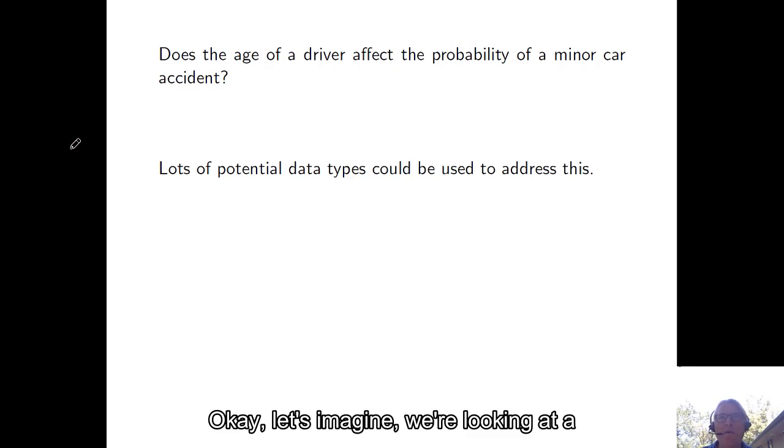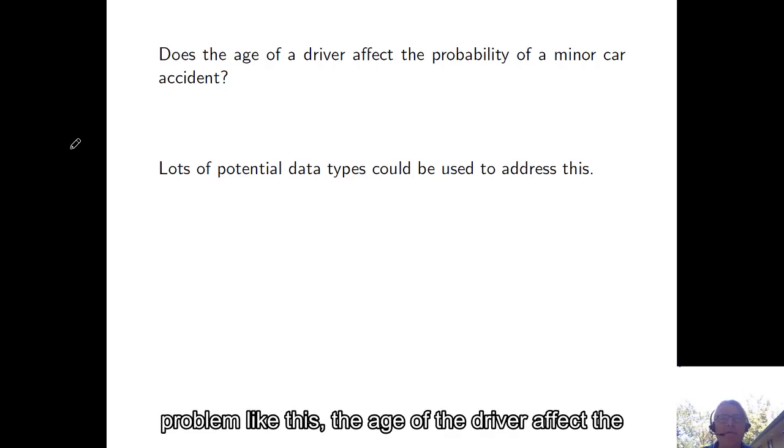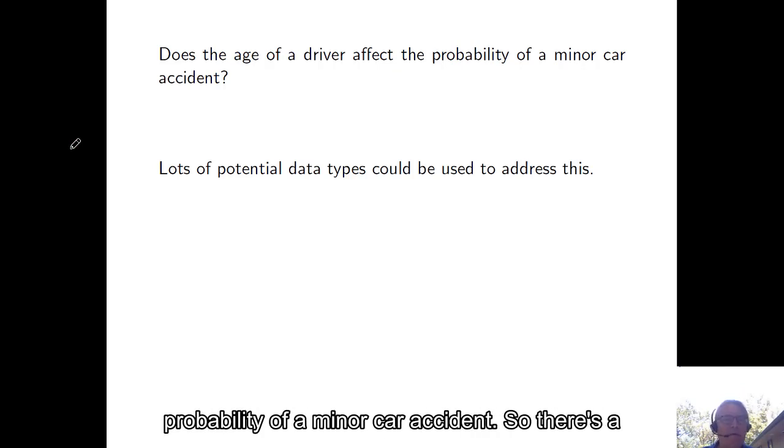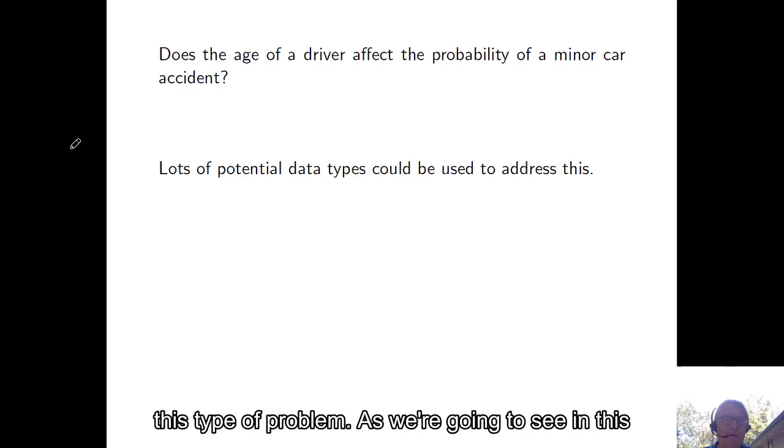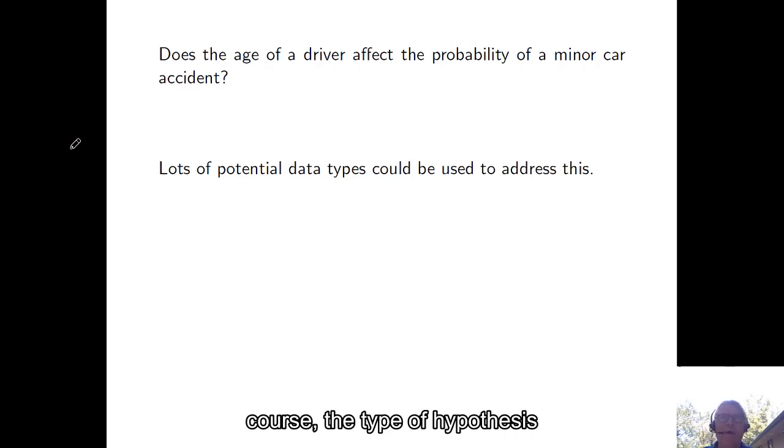Okay, let's imagine we're looking at a problem like, does the age of the driver affect the probability of a minor car accident? There's a lot of potential data types that you could use to address this type of problem, and as we're going to see in this course, the type of hypothesis test we run depends on what data is accessible to us.